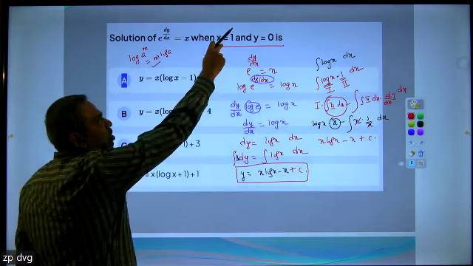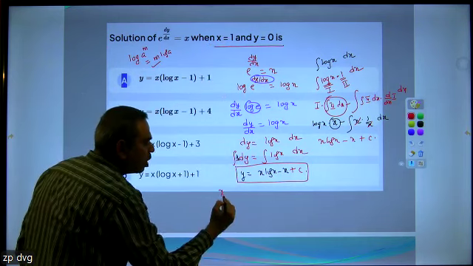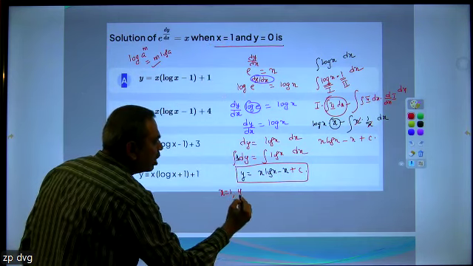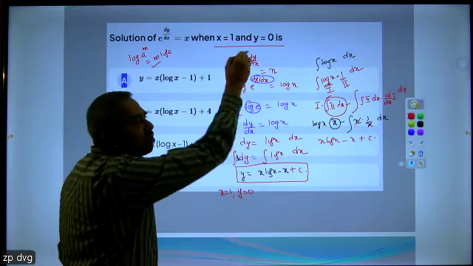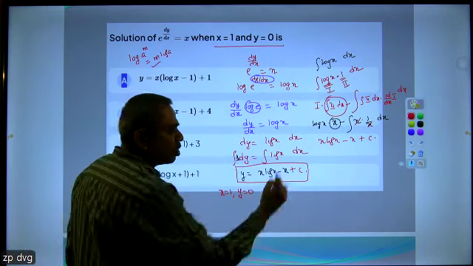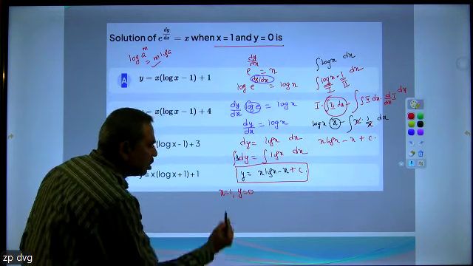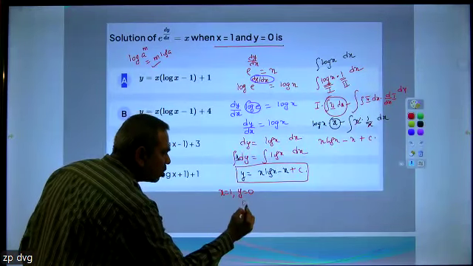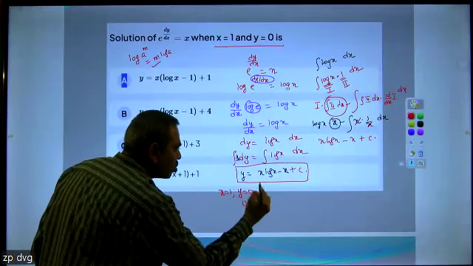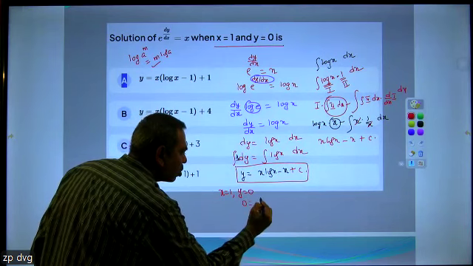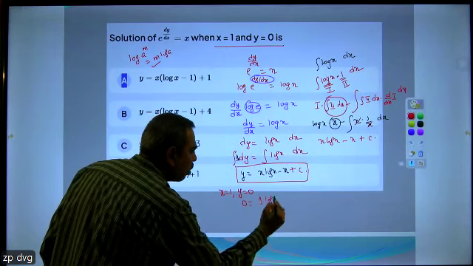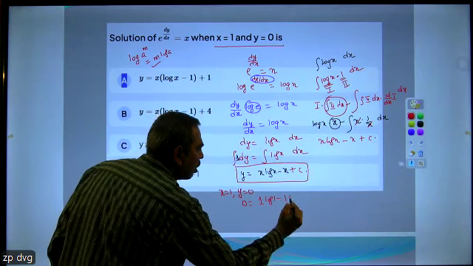So when x is equal to 1 and y is equal to 0, wherever x is there, write 1, and wherever y is there, write 0. He has given these conditions to find the constant c value. So what do we get now? Substitute here, y becomes 0, and x becomes 1. It is 1 into log 1, minus 1 plus c.